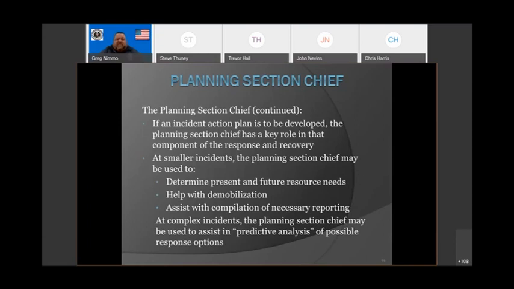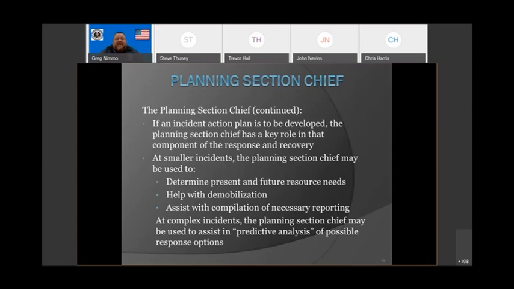And the demob. So assist with compilation of necessary reporting. When you're dealing with a larger scale incident, those above you, especially when you get into the political realm, which many of us deal with in our careers, whether it be a mayor or county board official or an administrator, they want to know what's going on. So we have to have the ability to do that reporting. Planning can help take care of that. Again, as incident commander, you don't have time to say where you're at now and where you're going in the future. Planning can help you with that role.